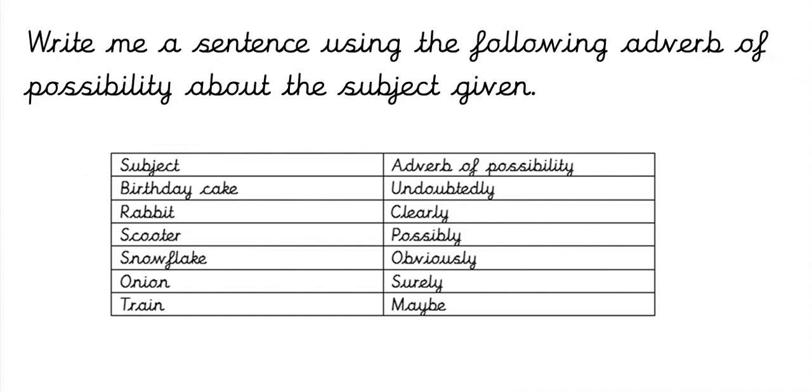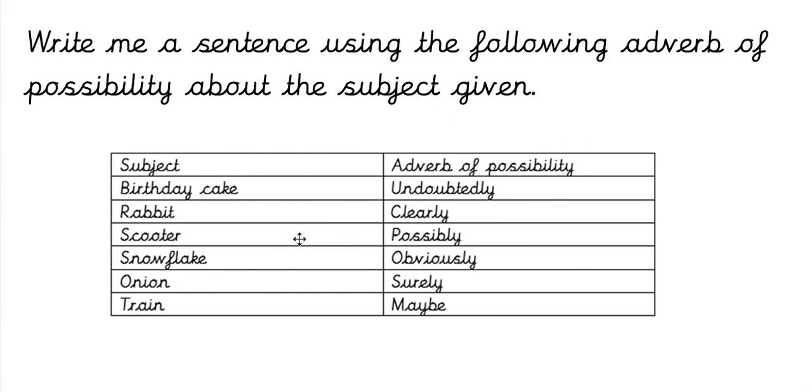So what I would like you to do now then is write me a sentence using the following adverb of possibility about the subject given. Okay, so these are the subjects here, what the sentence is going to be about, and these are the adverbs of possibility. So for example, I would like you to write me a sentence about a birthday cake using the adverb of possibility undoubtedly. I'd like a sentence about rabbits using the adverb clearly.